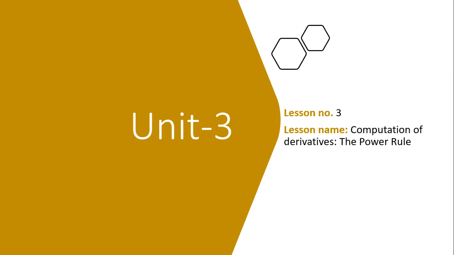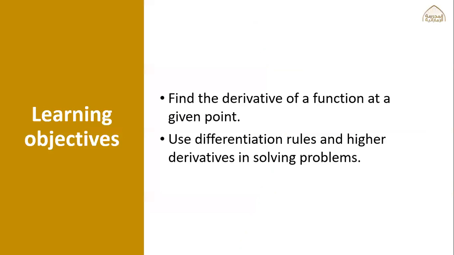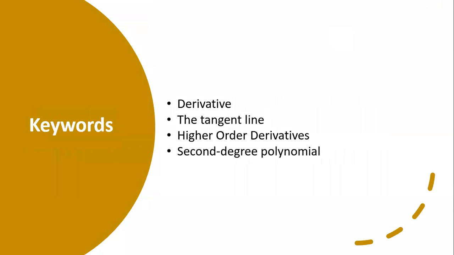Today, inshallah, we will talk about lesson 3.3 from grade 12 mathematics advanced term 1. Lesson name: computation of derivatives, the power rule. In this lesson, we have two learning objectives. The first one is to find the derivative of a function at a given point. The second one is to use differentiation rules and higher derivatives in solving problems. Also, we have some keywords: derivative, the tangent line, higher order derivatives, second degree polynomial.